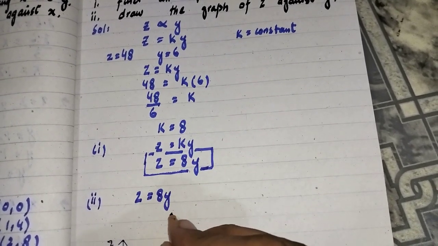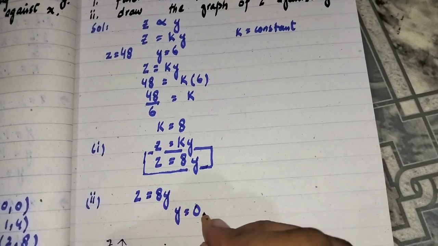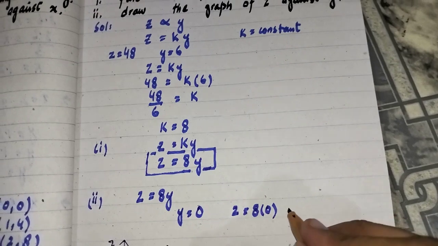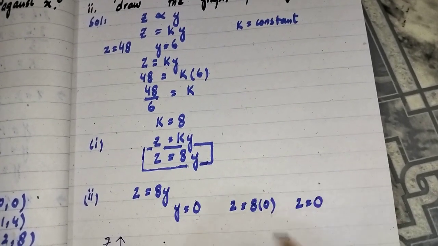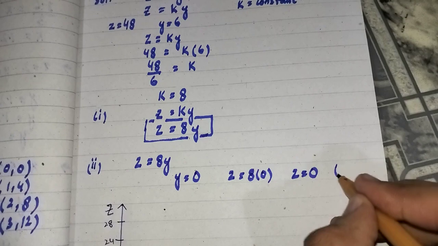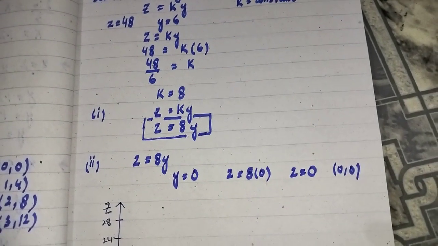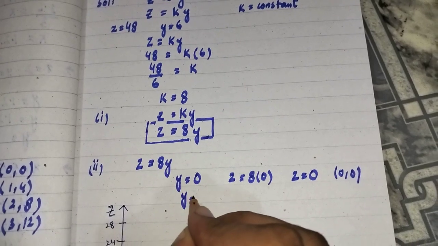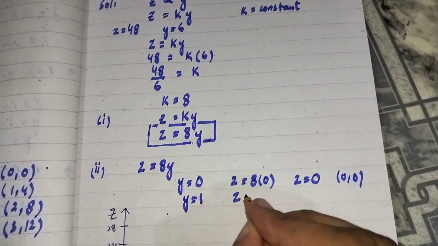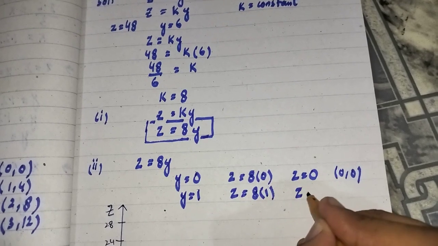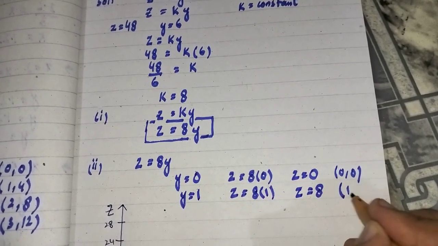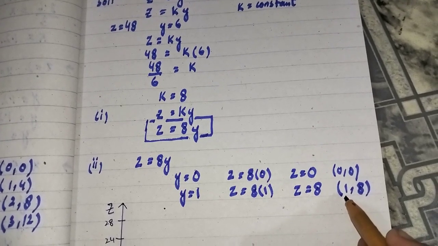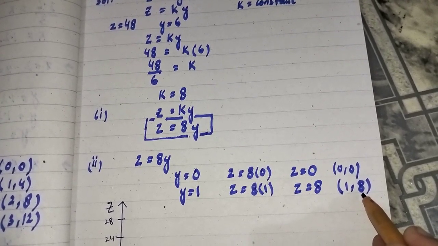When y is equal to 0, z will also be equal to 0, as z is equal to 8y. It means that the point will be 0 comma 0. When y is equal to 1, z will be equal to 8 into 1, so z will be equal to 8. So the point will be 1 comma 8. 1 is the value of y and 8 is the value of z.